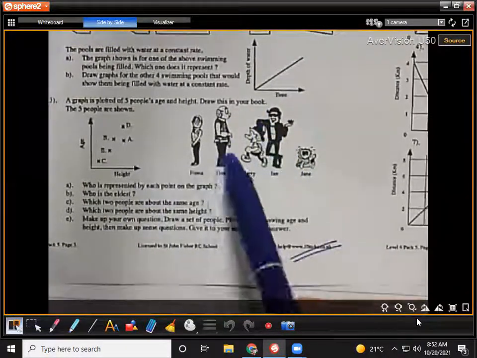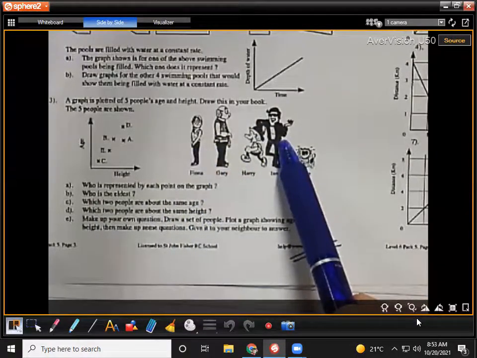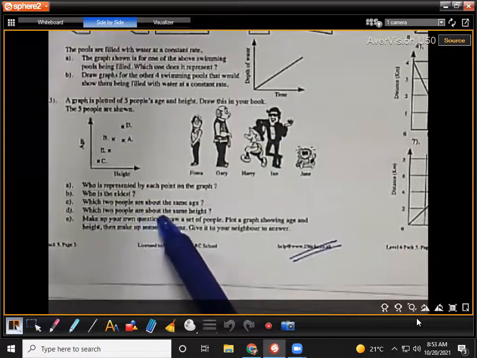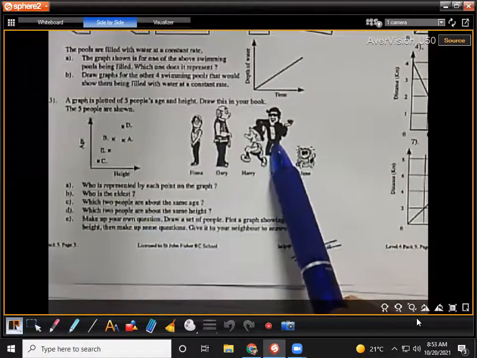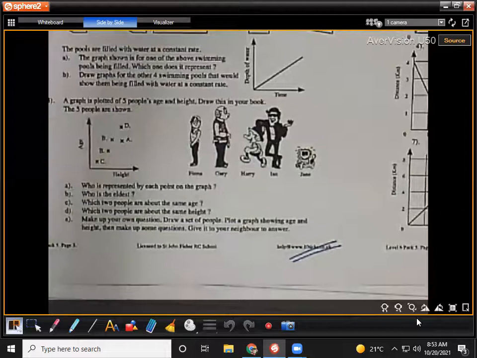So who is the eldest? That was Gary. Which two people are about the same age? Fiona and Ian. Which two people are about the same height? Gary and Ian. And then E, we said you don't have to do, making up your own question. And guys, obviously we won't ask you to do something like that in a test or exam. That would be a bit extreme, right? But we could give you something like this. We've done 2 examples now where you have dots to represent certain people and you have to use that to label them. Okay, so that's number 3.